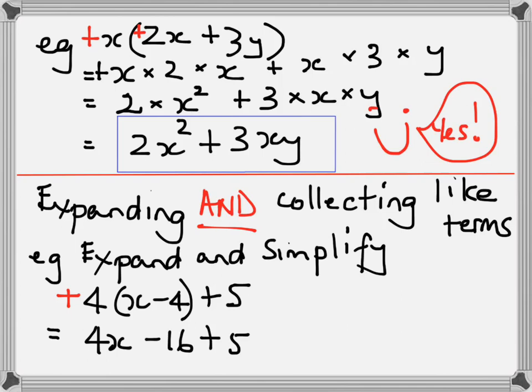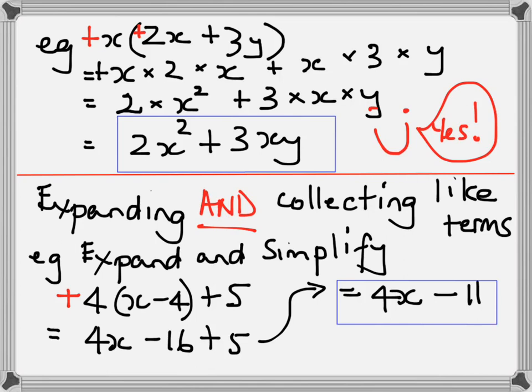Now, we can simplify that a bit because there are two like terms. And they are the minus 16 and the plus 5. Now remember I told you in class about the tug of war? The minus team has 16 men, the plus team has 5 men, so which team wins and by how much? Yes, you got it right.